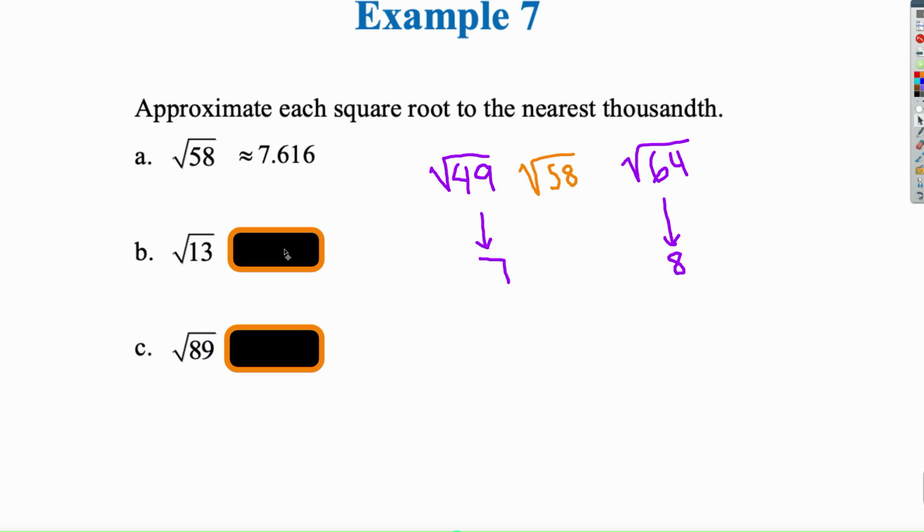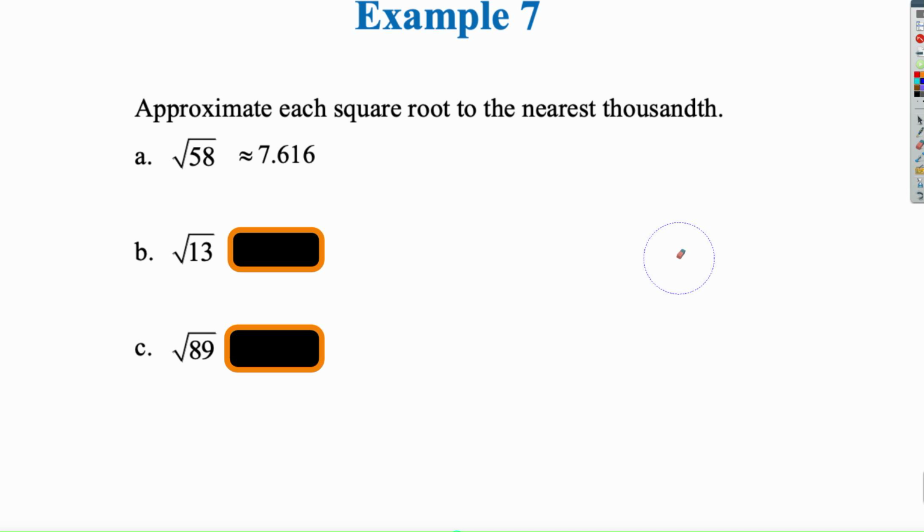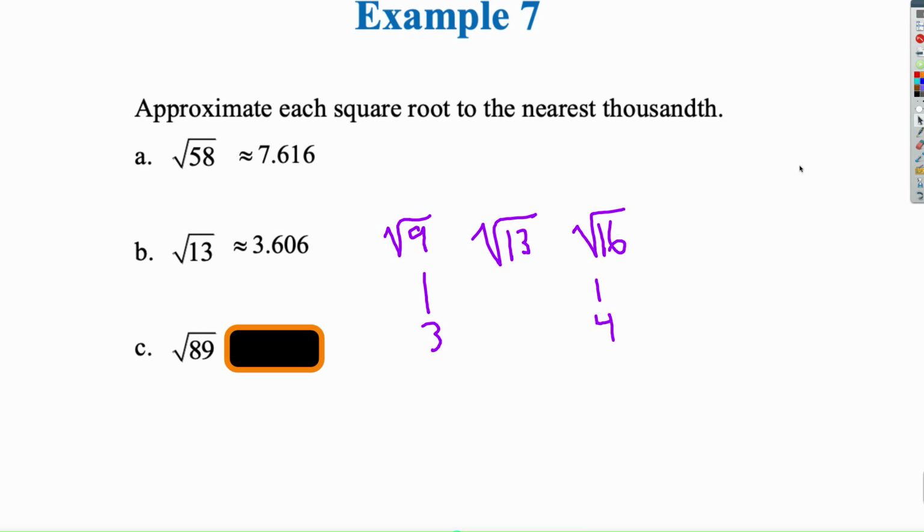So for square root of 13, I can use that same principle, and I can say, well, square root of 13 is in between the square root of 9 and the square root of 16. So it's somewhere in between these two numbers, because 13 is in between 9 and 16. I know the square root of 9 is 3. I know the square root of 16 is 4. So I know, without a calculator, that the square root of 13 is between 3 and 4. If I type into my calculator, I get an approximation. And you might want to pause it and try the same for the square root of 89. You're going to get approximately 9.434.